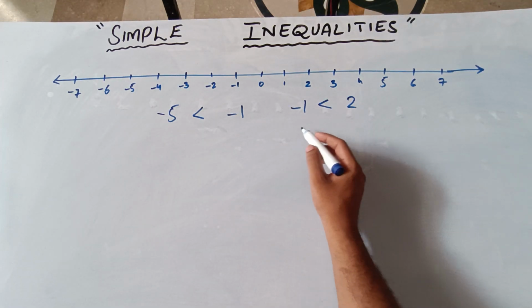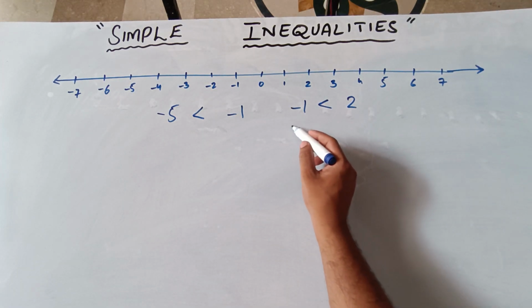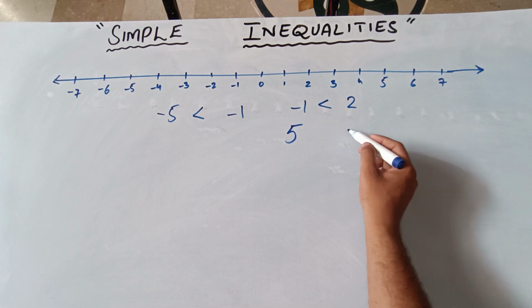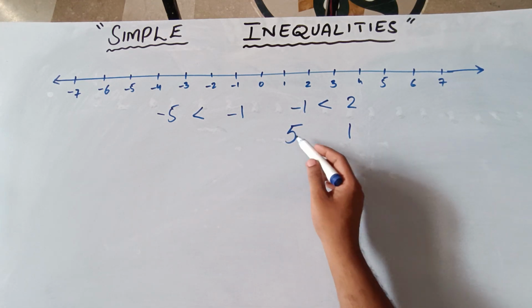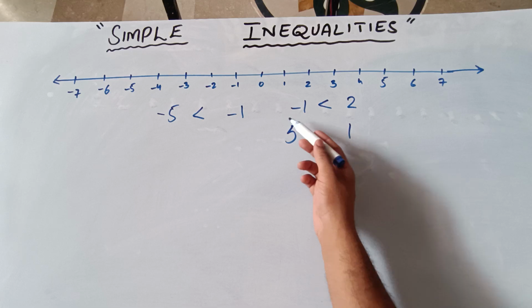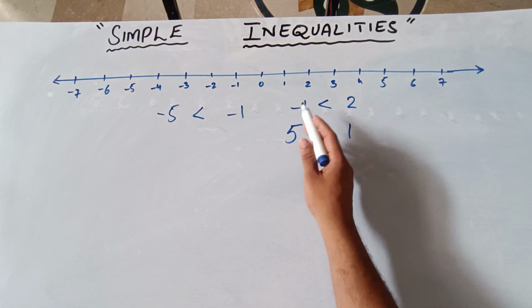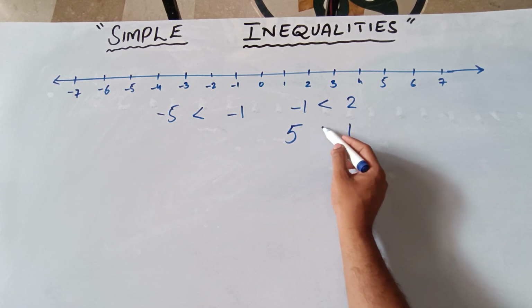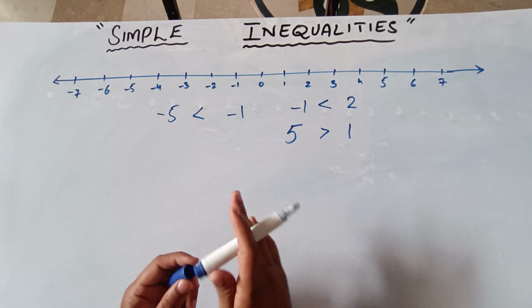Now let's discuss another example: 5 and 1. 5 is on the right side as compared to 1, so 5 is further right as compared to 1. It means that 5 is greater than 1.